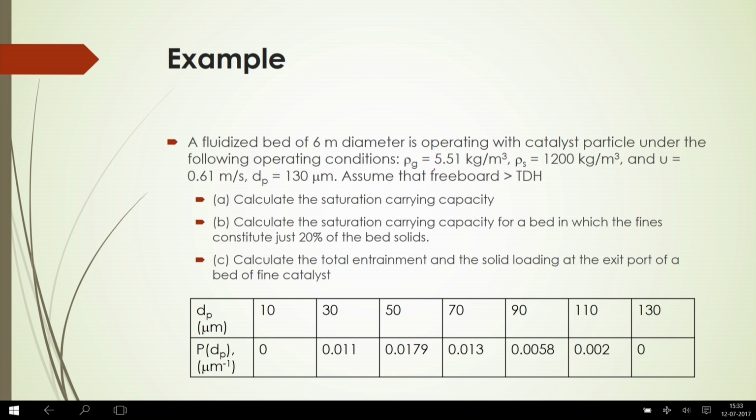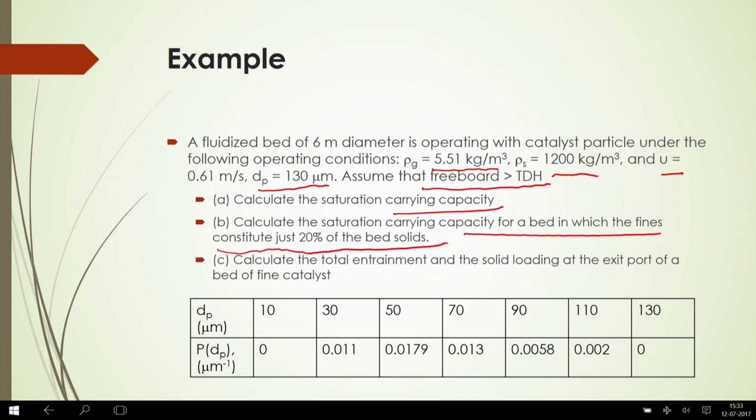Here the gas density is given, the density of the solids and the fluid velocity are given, the particle size is given, and the freeboard height is considered greater than the transport disengagement height. In this case, you have to calculate the saturation carrying capacity for a bed in which the fines constitute just 20% of the bed solids, and calculate the total entrainment and the solid loading at the exit port of a bed of fine catalyst.